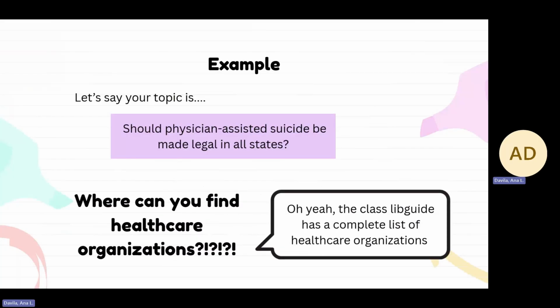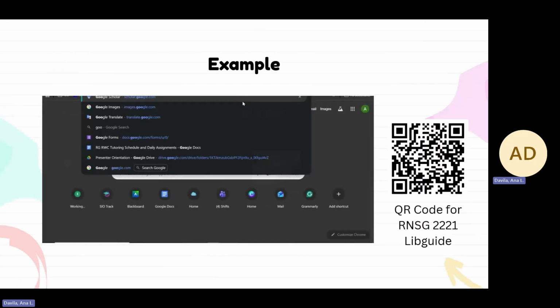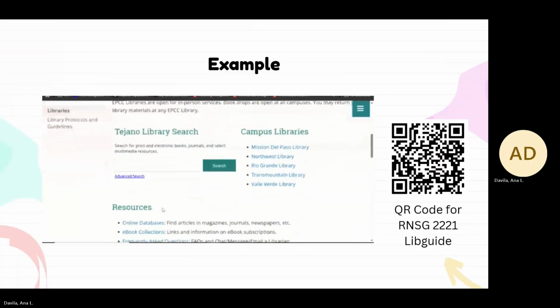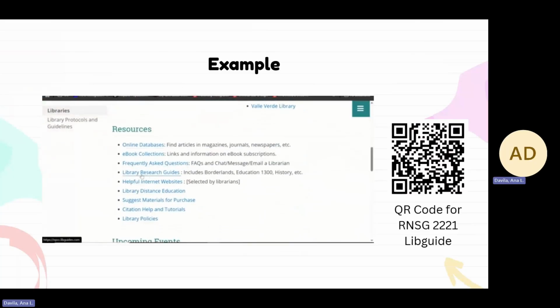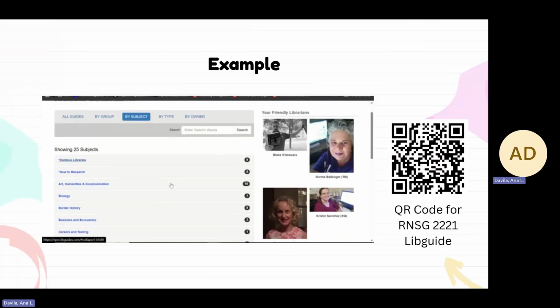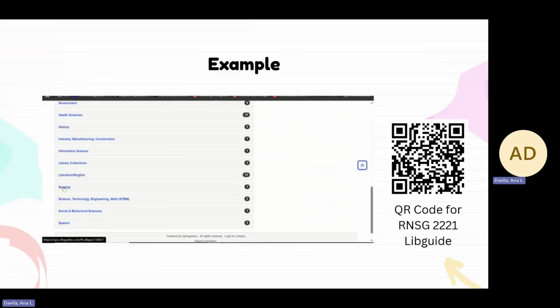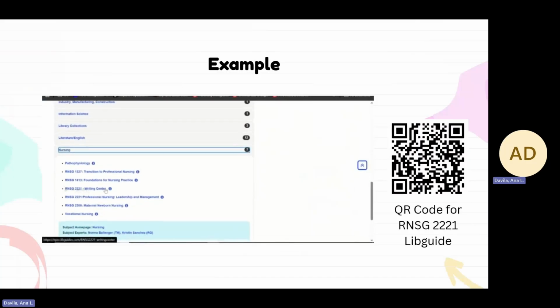Well, you can find a list of healthcare organizations in the class LibGuide. The librarian was so nice and she made a whole class LibGuide for you guys, and it's full. I hadn't even visited before this semester, and I feel bad because she put a lot of information there. So look, you only look for EPCC libraries. You go to the library, then you go to library research guides, and you can access the online databases there. Then you go all the way down to nursing, and in there you're going to find the LibGuide from your class and the LibGuide from the Writing Center.